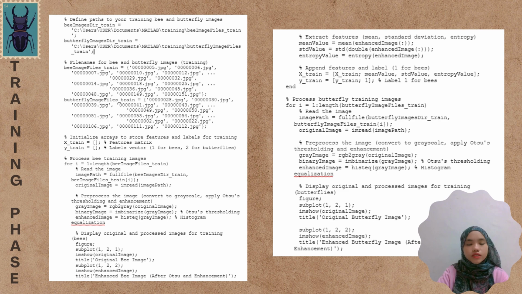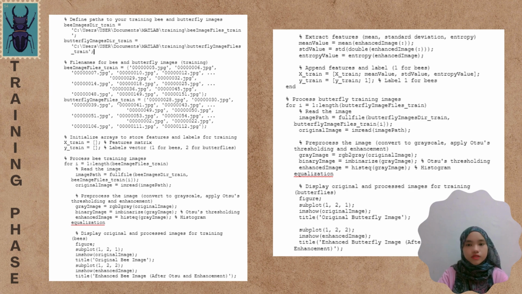And then we display our original and processed images for the training for this first, and then move to the next part. We extract the features which are mean, standard deviation, and also entropy. So here we use the variables mean value, standard deviation value, and also entropy value. And then we move to append features and label one for this. So here we declare one as the value for this. And that's all for the beginning part.